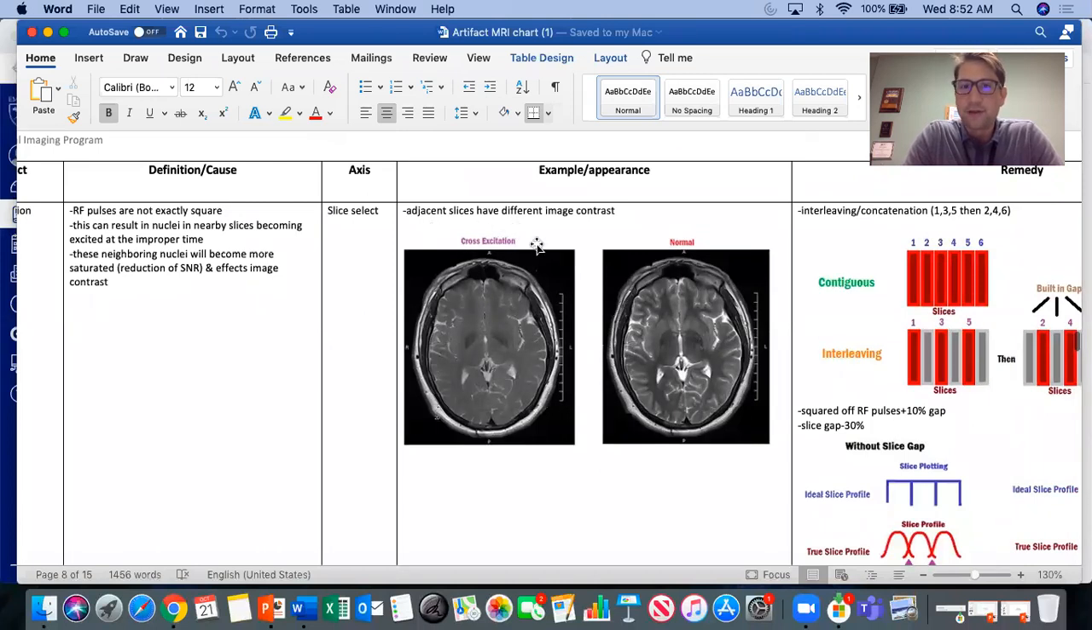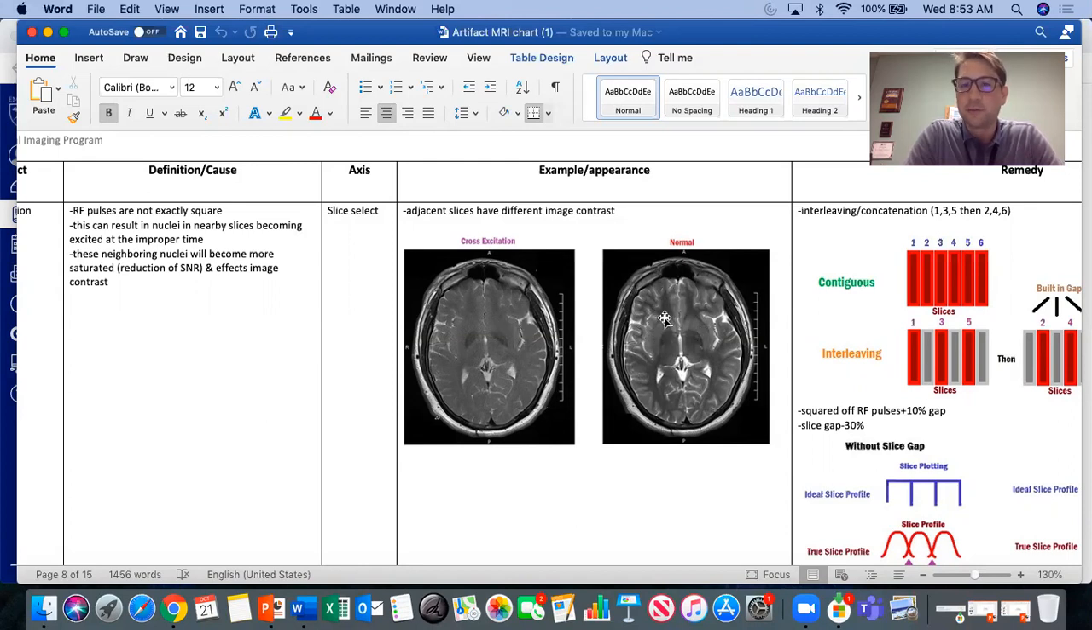If you have cross-excitation, once again, you get saturation, which causes the imaging contrast to vary. So look, you can't really see the difference between the white and gray matter on this particular T2 weighted image. And just look at the CSF fluid. It's not as bright as over here because all those slices are starting to overlap and the nuclei are getting saturated. So this is where we have good image contrast, and we'll talk about how we remedied this artifact.